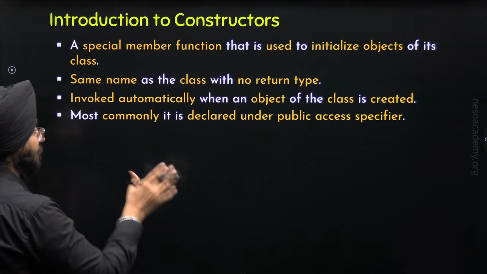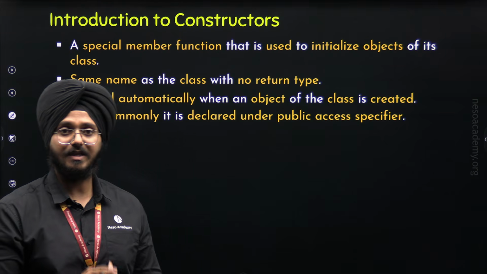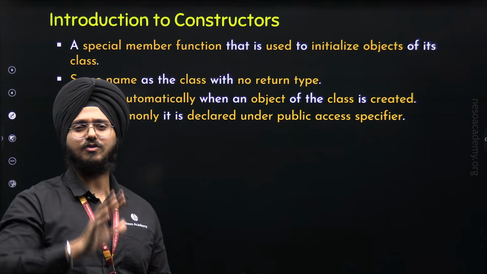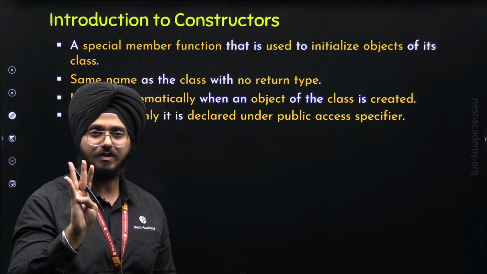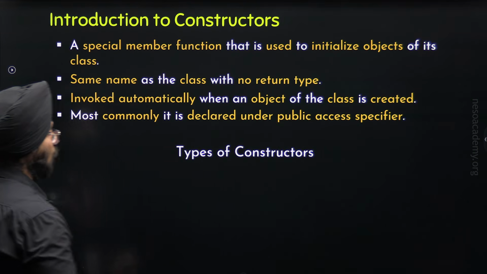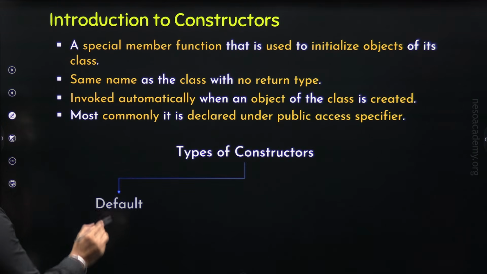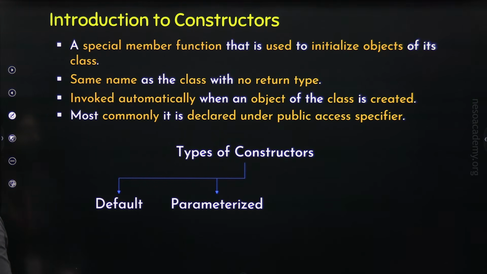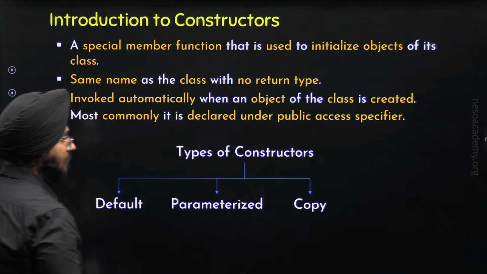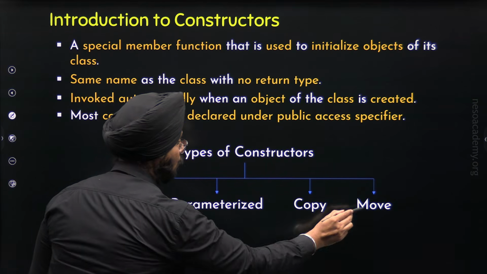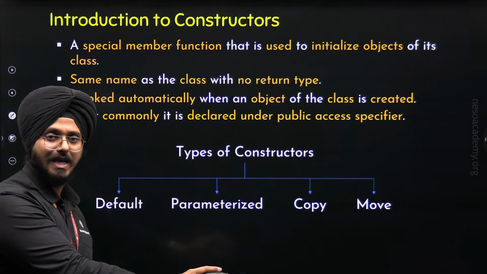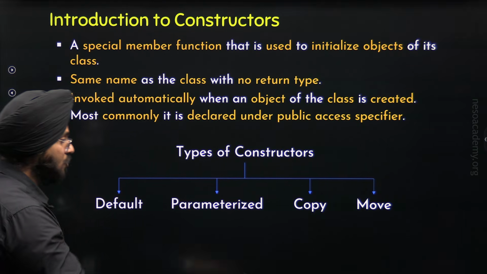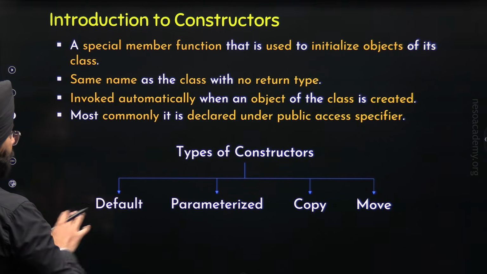Now let's see what are the different types of constructors we have in C++. We have many different types of constructors. But in this course, we will study 4 major types of constructors. These are the 4 major types. The first one is default constructor. The second one is parameterized constructor. The third one is copy constructor. And the fourth one is move constructor. So these are the major types of constructors we have in C++, which we will study in this chapter.